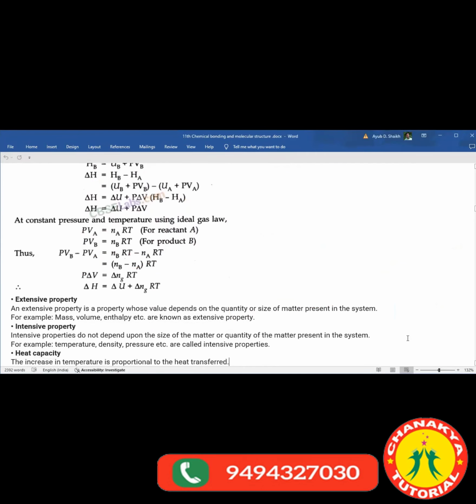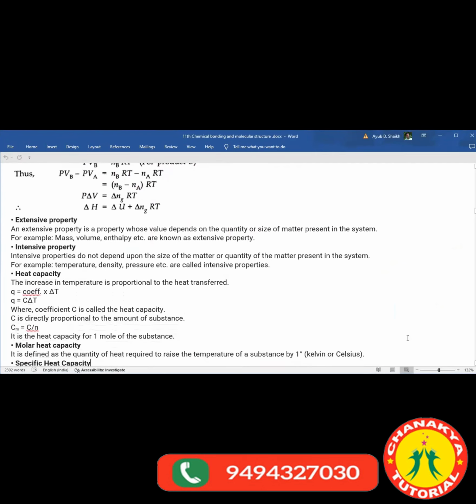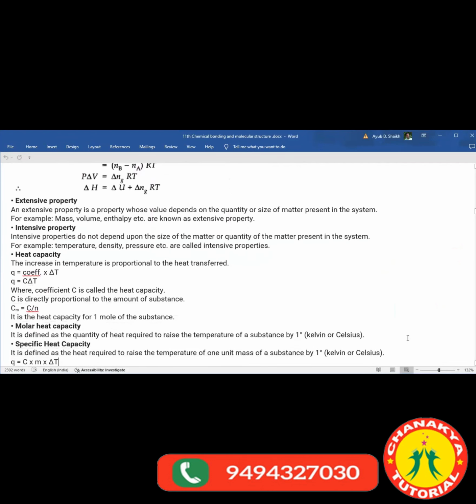Now what you're going to do here? We are going to learn about the properties, extensive properties and intensive properties. What is that? I'll let you know. But before that, I just wanted to know whether you understood that expression or not. If you have any doubt, you can ask. Okay. No, ma'am, no doubts.